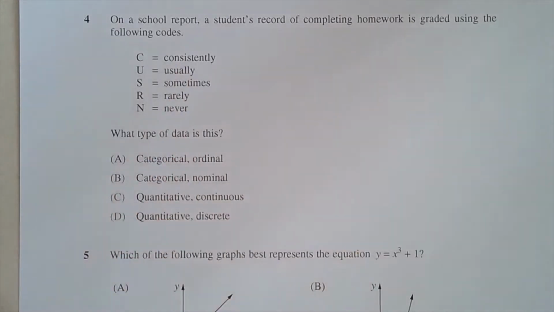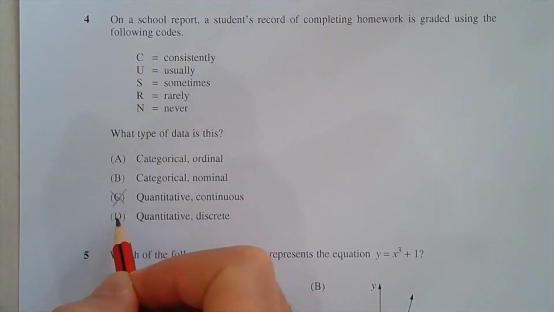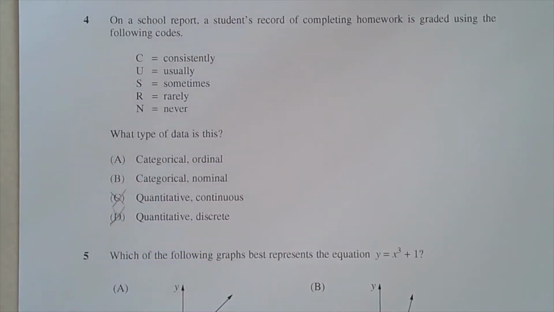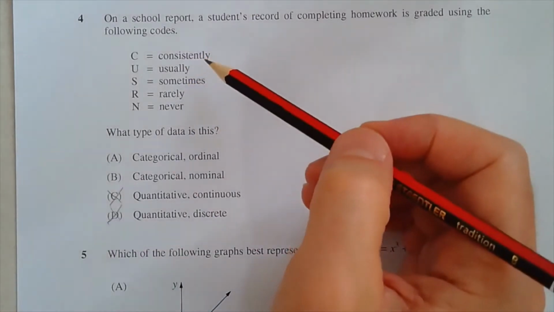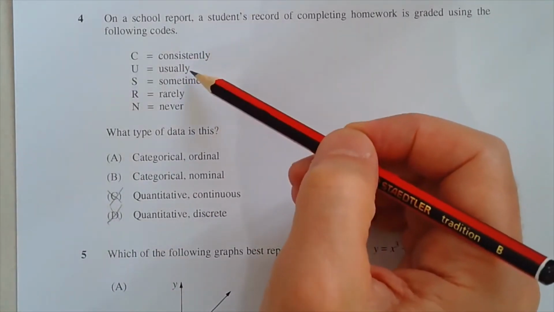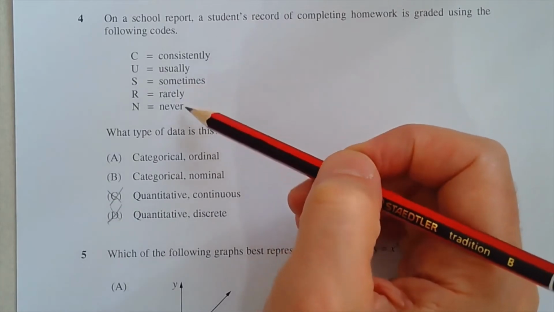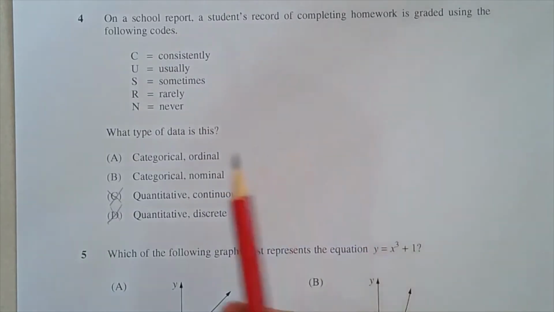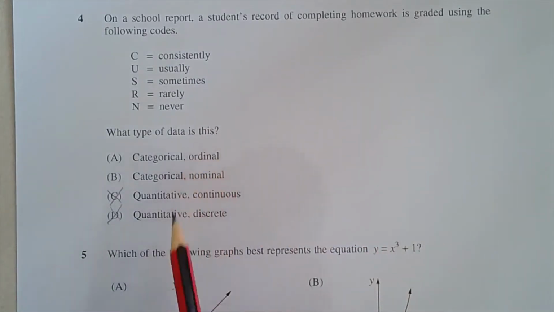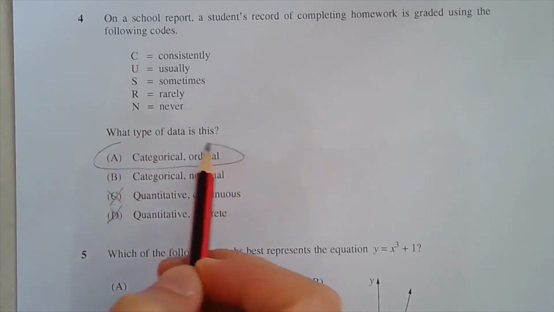So clearly no numbers are involved there, so it's neither C nor D, so it's not quantitative. It's categorical, but are the categories able to be ranked or placed in some order? And clearly there is an order here that we can use. So consistent could be the highest, usually sort of the next highest, so on and so on to never. So this can certainly be ranked, which means it can be ordered. And there's a word here which resembles the word order, which is the word ordinal, which means ordered or ranked. So it's option A.